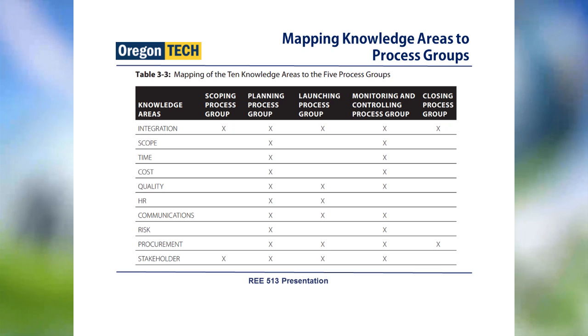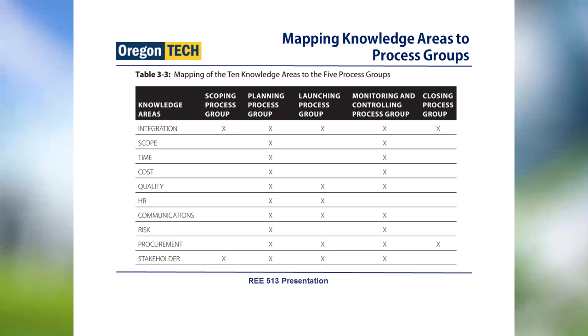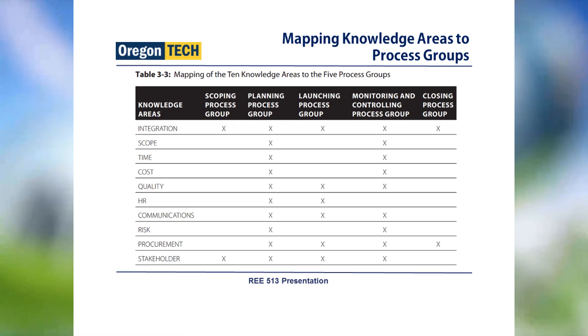This table is the mapping between the knowledge areas and the process groups as defined in the PMBOK. For example, the scoping process group requires the knowledge of integration and stakeholder, and the planning process group requires every knowledge area.